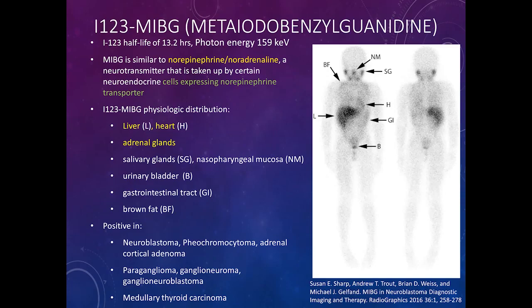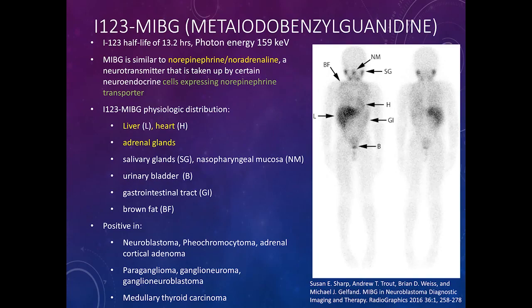Photon energy is 159 keV, which is optimal for our cameras, which have the best sensitivity and quality of images at about 140 keV. So MIBG is very similar to norepinephrine, which is a neurotransmitter that's taken up by some neuroendocrine cells, which express norepinephrine transporter. So what we are imaging is cells that are capable of picking up norepinephrine by means of norepinephrine transporter. Normal expression of this transporter is seen in the liver, the heart, and the adrenal glands.